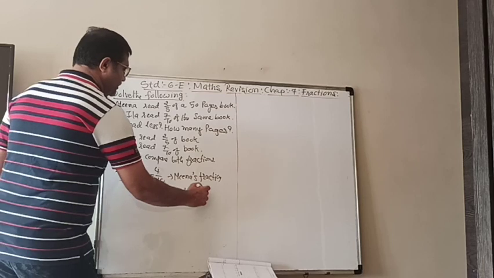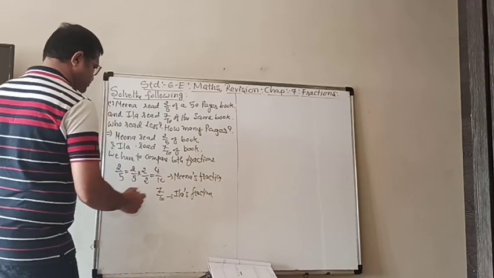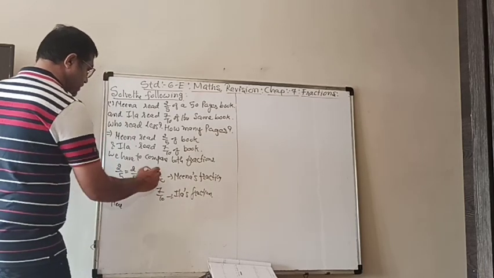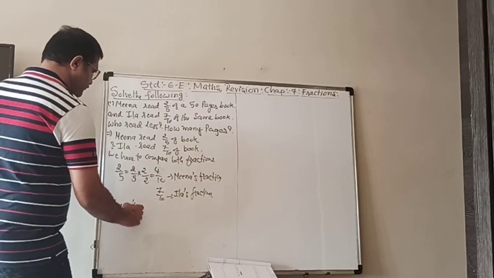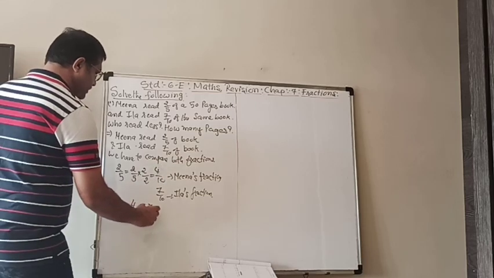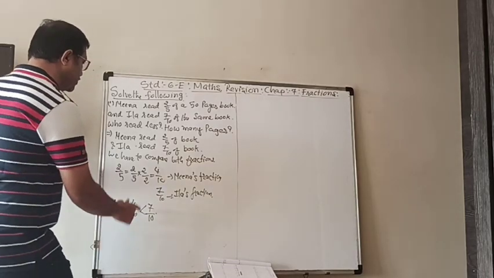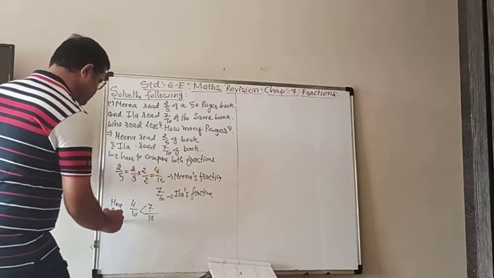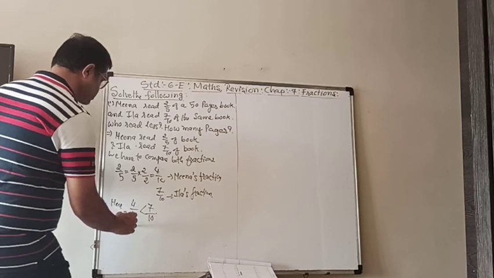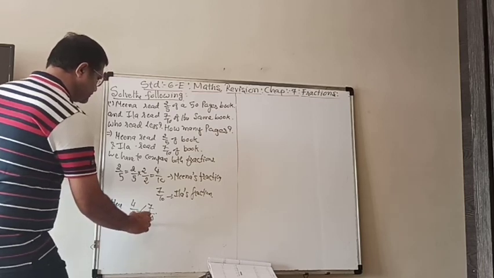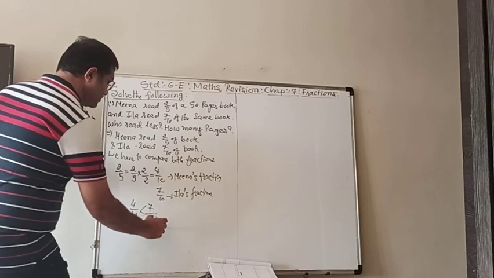Now we can compare them because they are like fractions. So here this is smaller. 4 upon 10 is less than 7 upon 10. Therefore, who is 4 upon 10? That is Meena. Therefore, Meena read less pages.